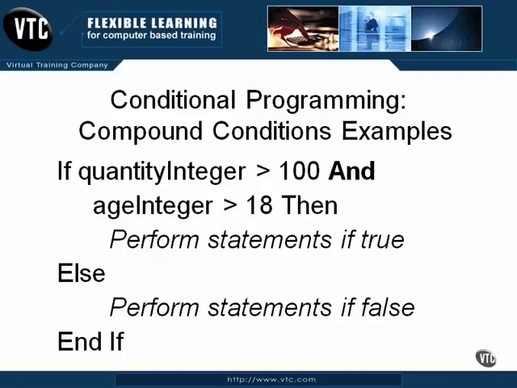If either the quantity integer or the age integer did not meet the condition being sought for, then the else would take over and the statements that would be placed immediately after the else statement would then be performed.